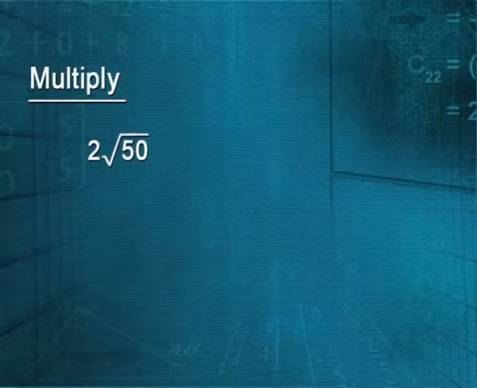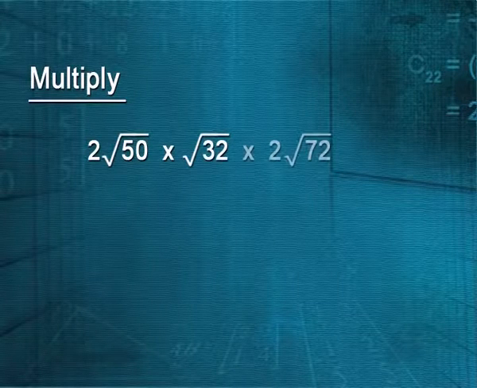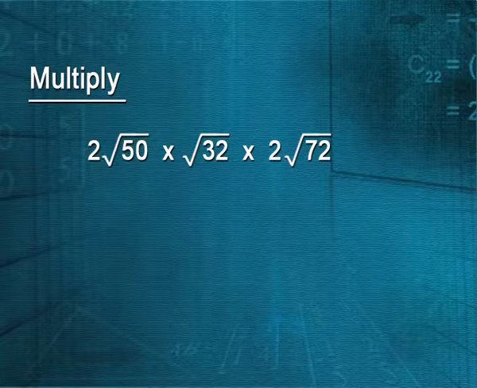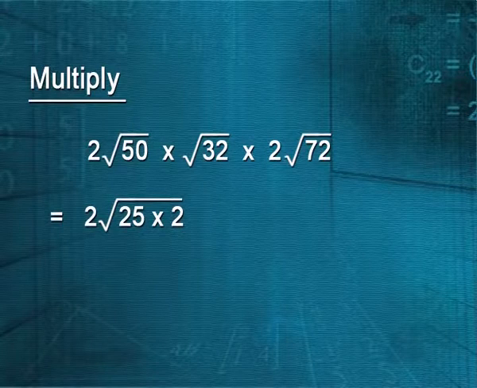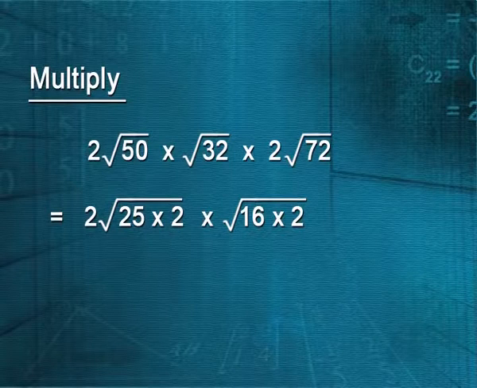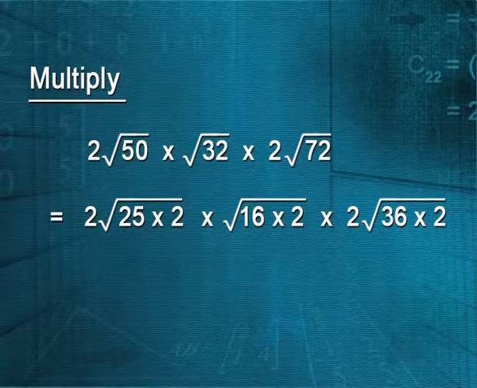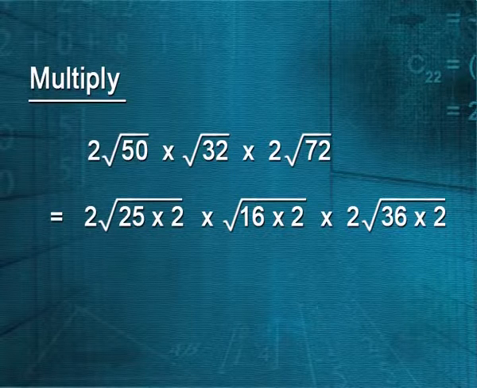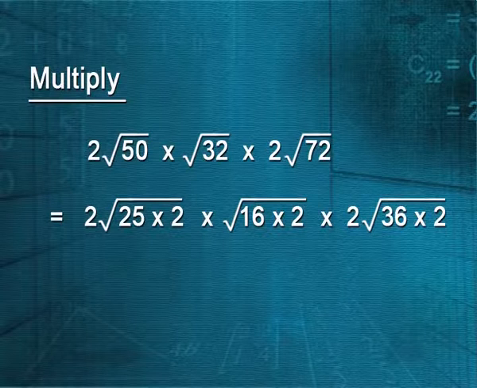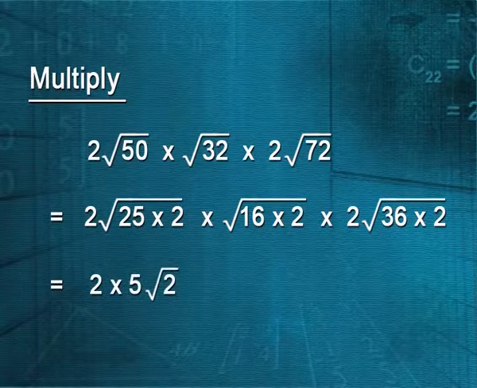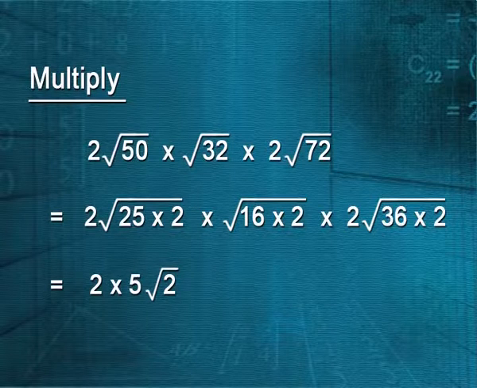2 under root 50 multiplied by root 32 multiplied by 2 root 72. 2 under root 50 can be written as 2 root 25 into 2. Root 32 can be written as root 16 into 2, and 2 root 72 can be written as 2 root 36 multiplied by 2. In 2 root 25 into 2, the square root of 25 is 5, so we can take 5 outside and write it as 2 into 5 into root 2.